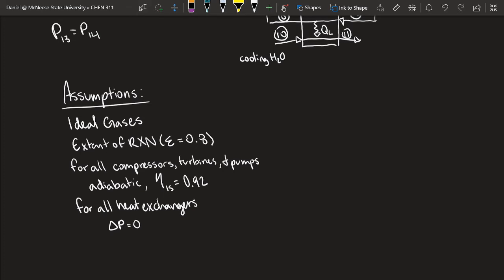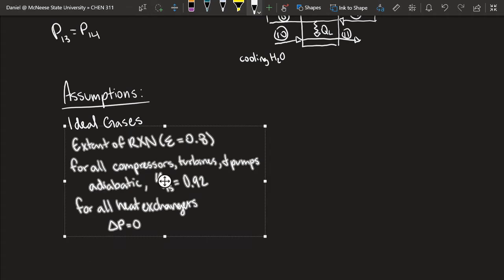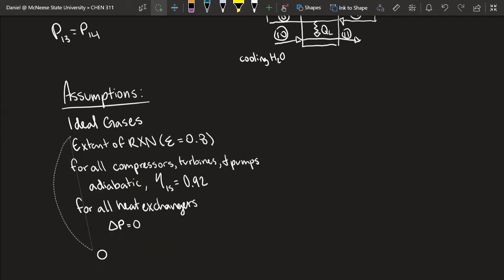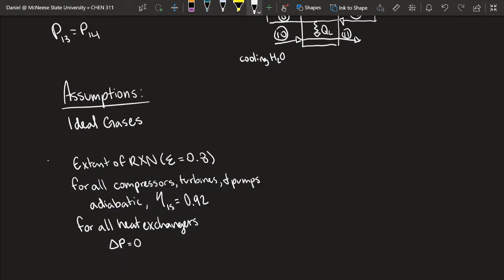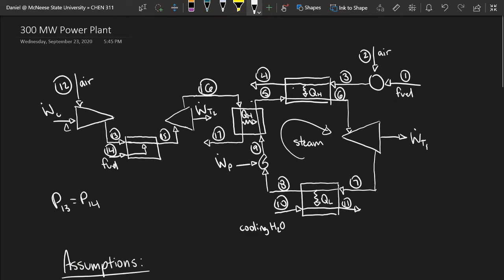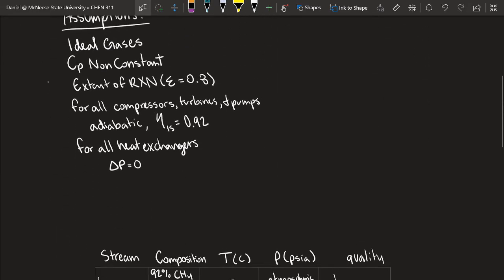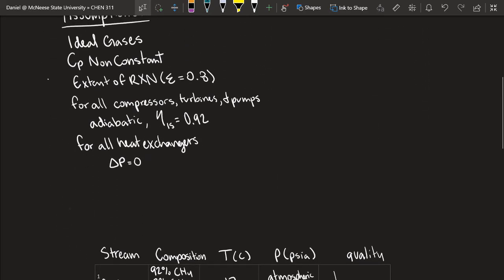We're also going to assume, don't write it down yet, if you haven't. I feel like this would be a good spot to put this. We're also going to say that the CP is non-constant. So we're going to use the yellow sheets to find our CPs using the A, B, C, and D values.